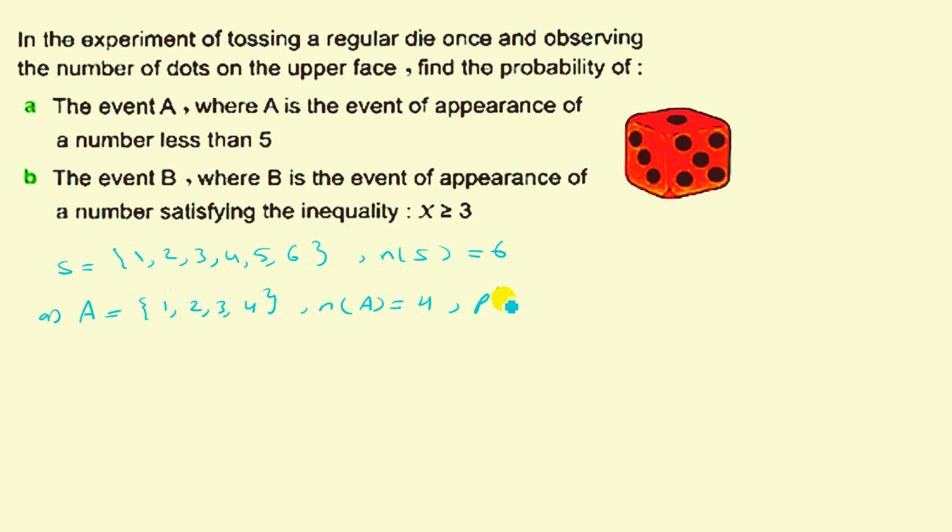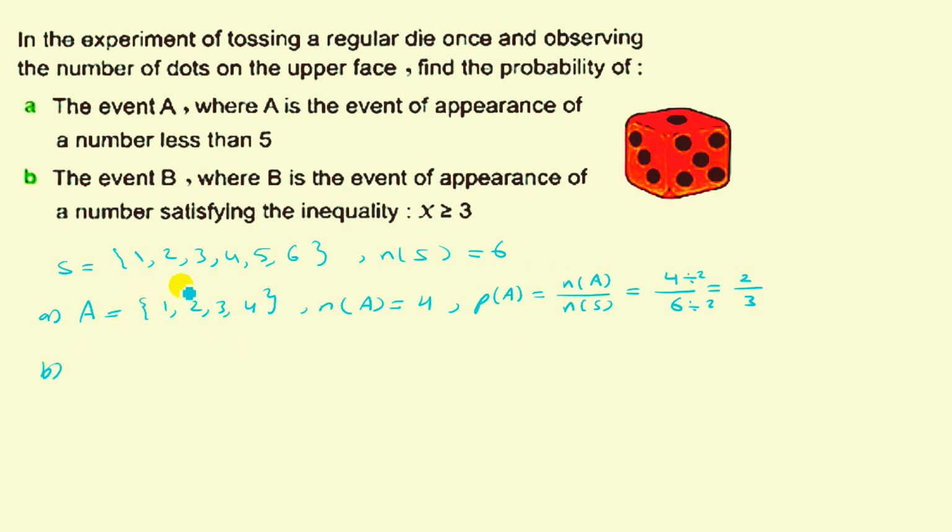Probability of A is equal to, as we said before, the number of elements of A over the number of elements of the sample space, which is 4 elements over 6. Now let's simplify. These two numbers are divided by 2, which equals 2 over 3.